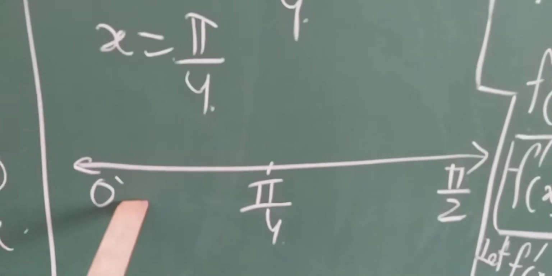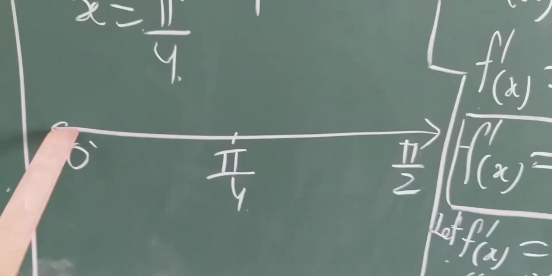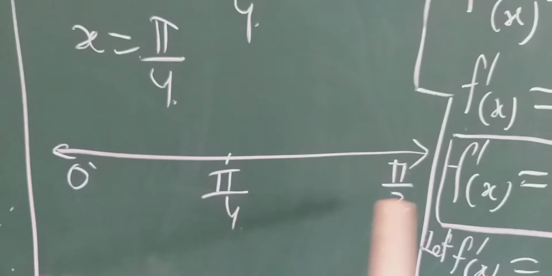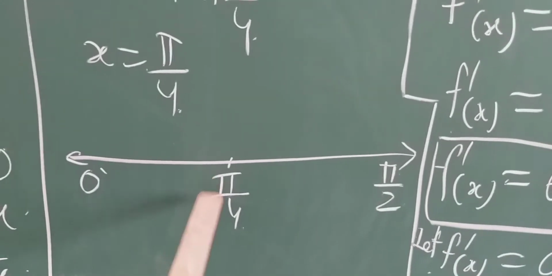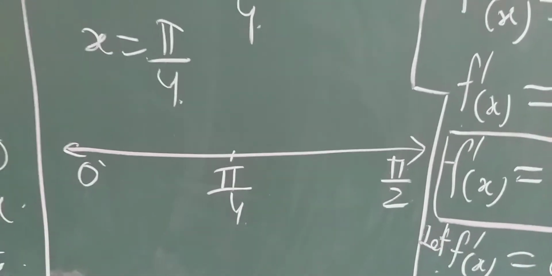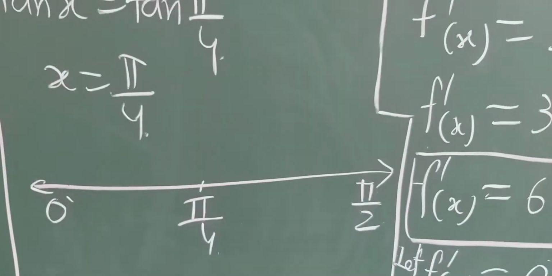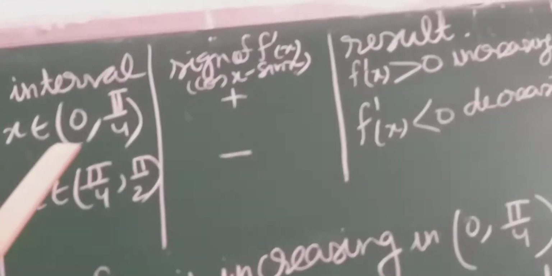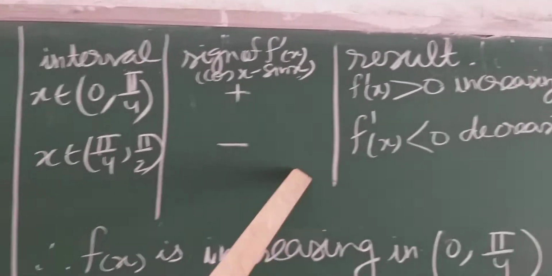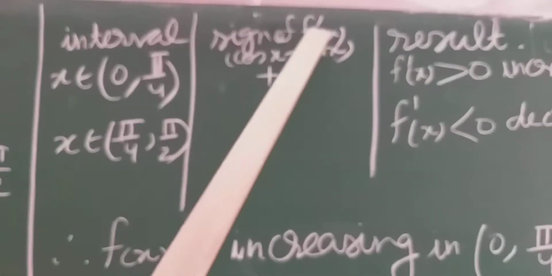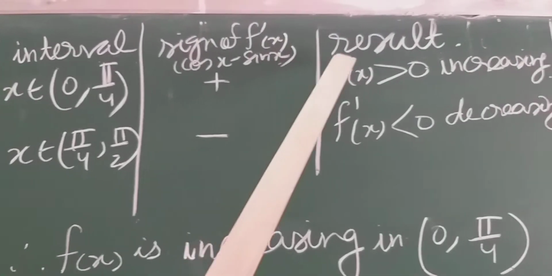So now students, let us plot pi by 4 on the number line between 0 and pi by 2. This is pi by 4, student. So there are two intervals, 0 to pi by 4 and pi by 4 to pi by 2. Let us check. In the table, in the first column we write the interval, in the second the sign of f'(x), and then the result.